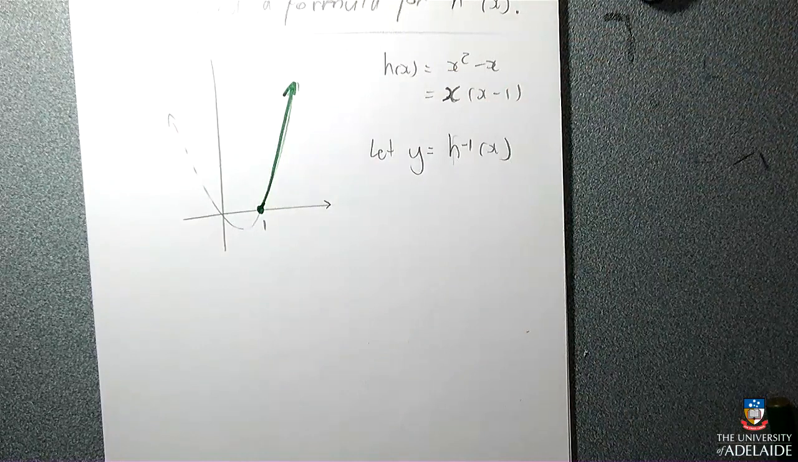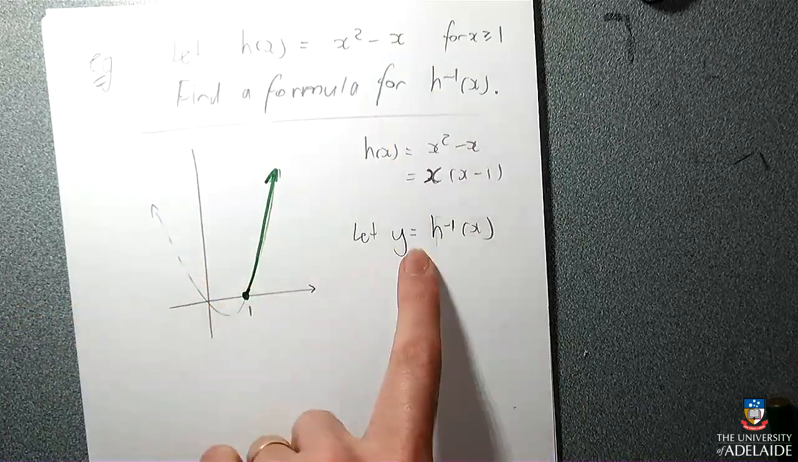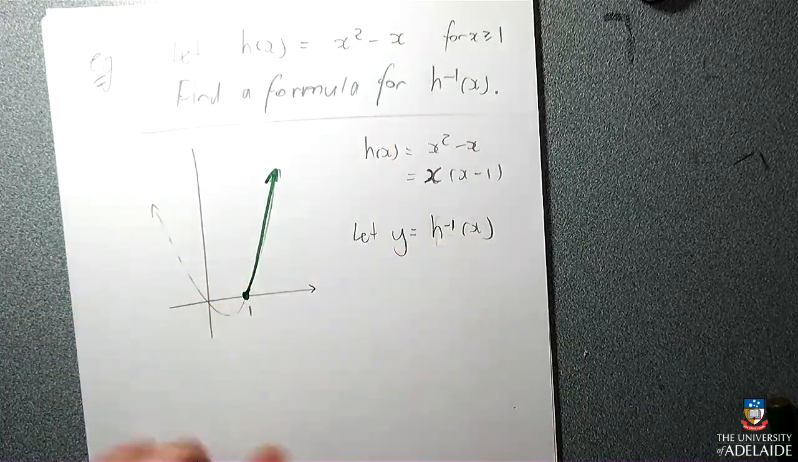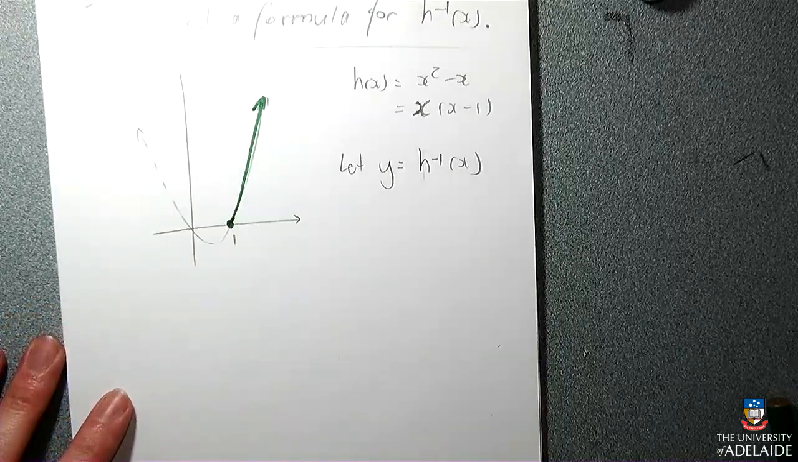This is the thing that I want. I want something that produces h, I want the formula for h inverse of x. That's exactly what they've asked me for. So one way of dealing with that in maths is to give the name to the thing that you want. And so what I'm going to do is the only thing that I know that h inverse does is that h undoes it.